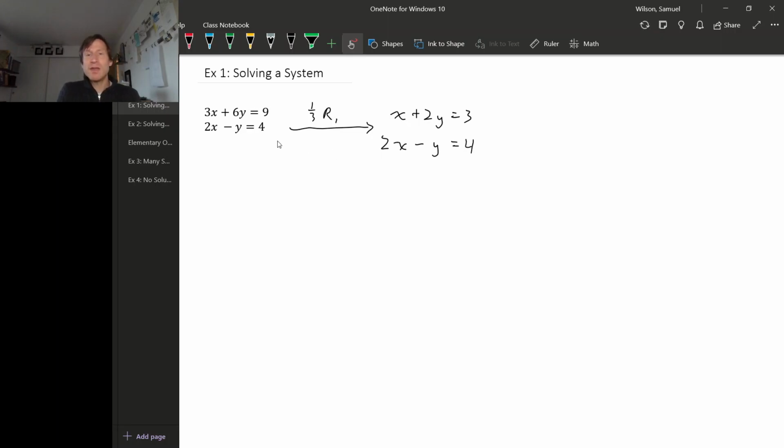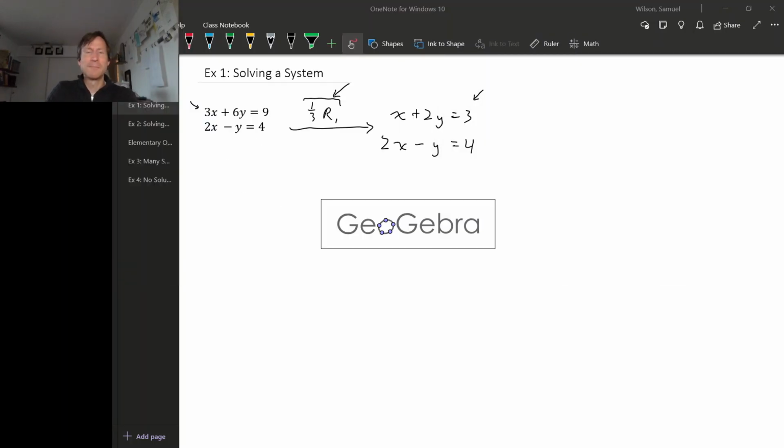Okay. And now the key thing here is that we have this kind of intuitive notion that this operation, replacing the first equation with 1/3 times itself, shouldn't change the solutions of the system. So in fact, it doesn't even change the solutions of the first equation. Right? Any solution to 3x plus 6y equals 9 will also be a solution to x plus 2y equals 3. Just to verify that, let's graph this thing.